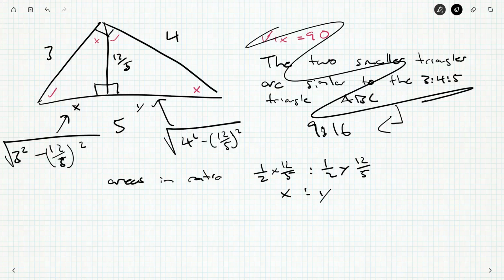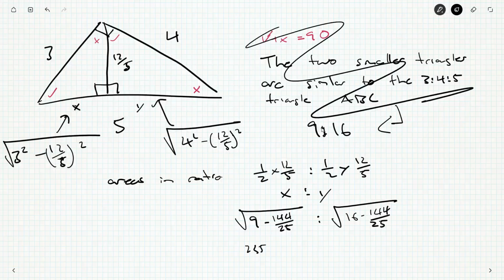are in the ratio 1/2 times 12 over 5 times x to 1/2 times y times 12 over 5. But that's just the ratio of x to y, which is the ratio of 9 minus 144 over 25 to 16 minus 144 over 25, all square rooted, of course. And that's going to be 225 minus 144 over 25, square root, to, what's 16 times 25? That's 4 times 5, so 20, so 400.